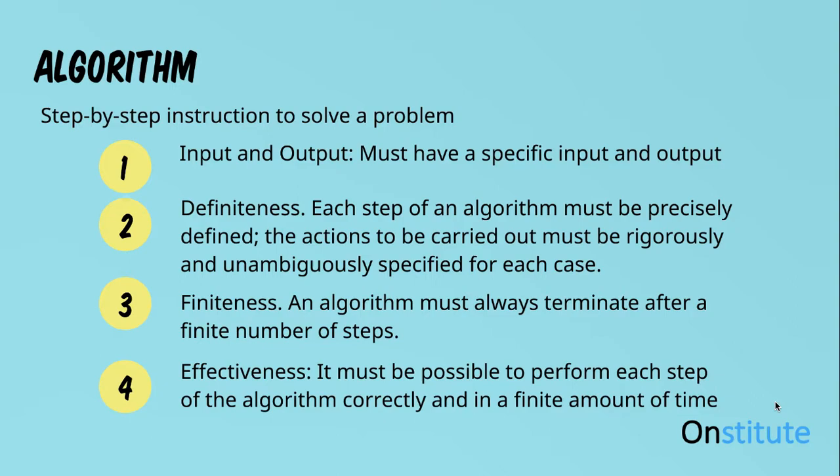The second property is definiteness. That means each step of an algorithm must be precisely defined. The actions to be carried out must be rigorously and unambiguously specified for each case. What does that mean? For example, let's say you tell someone, bring that glass. Now, you did not mention where to bring the glass from. Is it from the kitchen or from the study? Now, the person whom you have instructed is really confused.